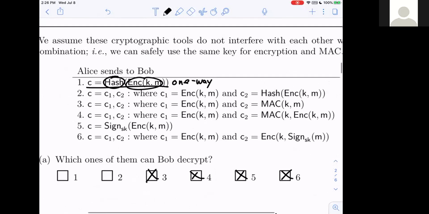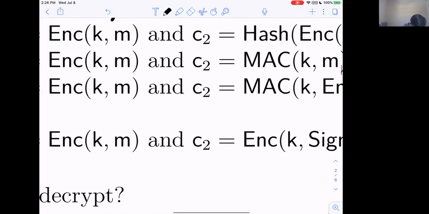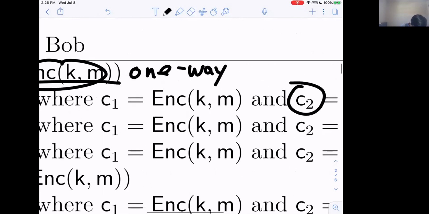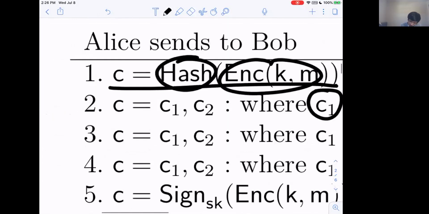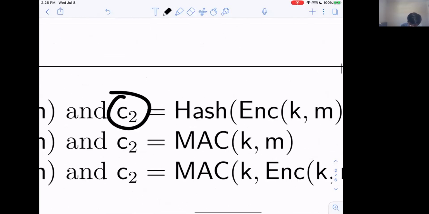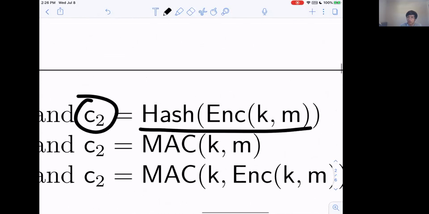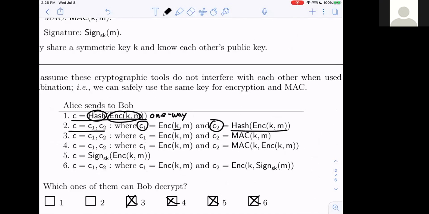I think by the same logic, you can't find C2. Okay, but what about from C1? Because essentially what this means is this ciphertext has 2 parts. We send both the encryption of M under K as well as the hash of the encryption of M under K. Well, you can find C1, but you still can't find C2, right?